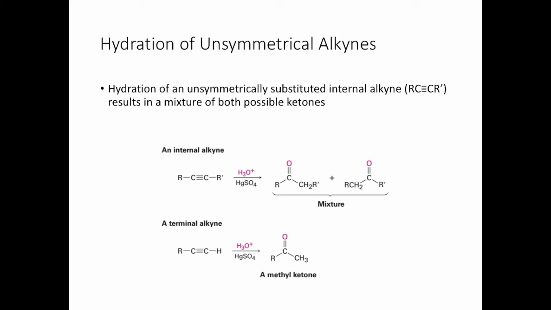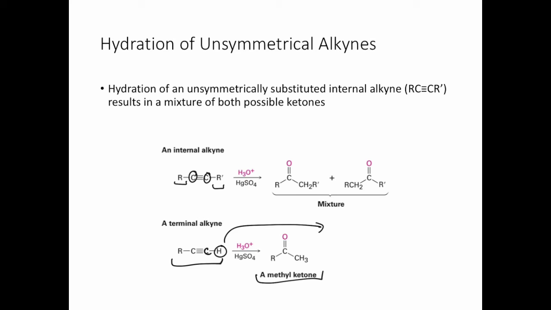Now, when you hydrate an unsymmetrical alkyne, you will get a mixture of products. So if the R group here and the R group here are not the same, you will get a mixture, because the OH will add in some reactions on this carbon and in others on that carbon. Since neither carbon has an H, there is no selectivity for the H going on the carbon with more H's. Now, if you have a terminal alkyne, you will only get one product, and it will be a methyl ketone. So here, this is the carbon with more H's, so the H always goes on that carbon and the OH on the other carbon.